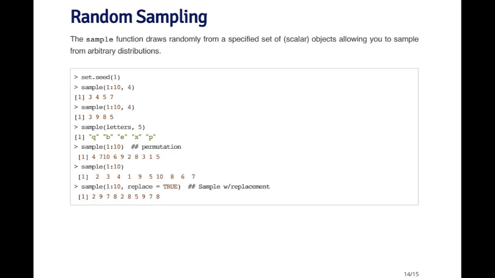I don't have to just sample numbers. I could sample letters if I wanted to. So here I'm taking the letters A through Z, and I'm just going to sample five of them without replacement, and I just get Q, B, E, X, and P.